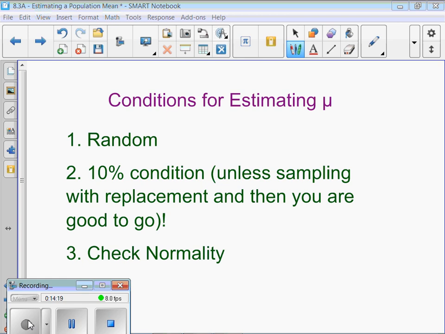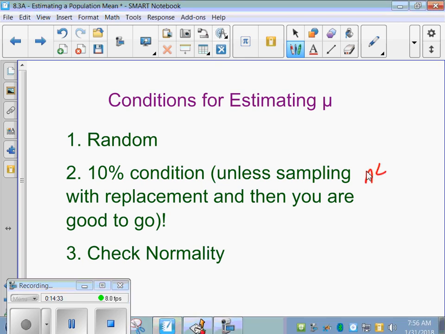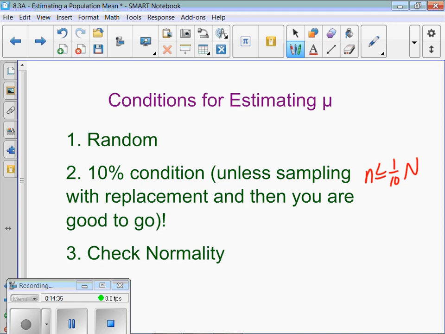All right, so the plan step for estimating mu, your interval, is the same as the plan step for your p, except for one slightly different thing. So you have to check for random. You have to check 10% condition, which is this guy. If you're sampling with replacement, you technically don't need to check the 10% rule. It's only when you're sampling without replacement, which most of the time we are sampling without replacement, okay? And then we check normality.